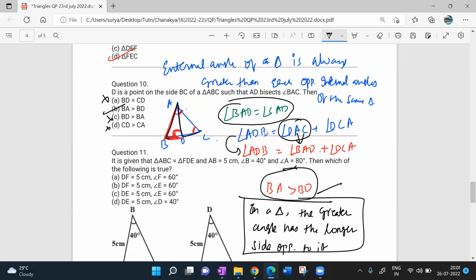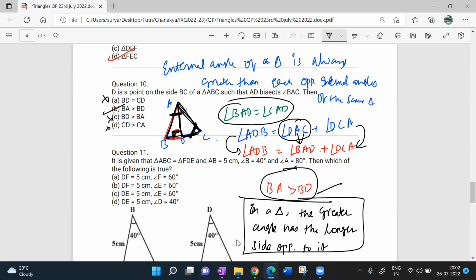This is as it is here. DCA is also as it is. Now look at it. ADB is equal to the sum of BAD, this one, plus DCA. Getting my point? This angle and this angle, the sum of these two is equal to ADB, this one. That is what I wrote.